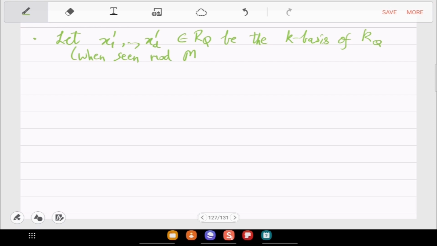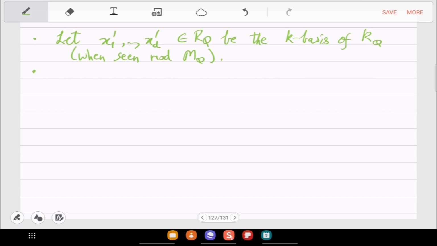Because RQ is just the ring, that's just the DVR of germs. The field you get only when you mod out by mQ, the maximal ideal. So x1 prime to xd prime modulo mQ give you a basis. Okay, we start with that. d is the degree of the point. So all action is now happening in the germs around this Q, and we'll try to understand L(D+Q).